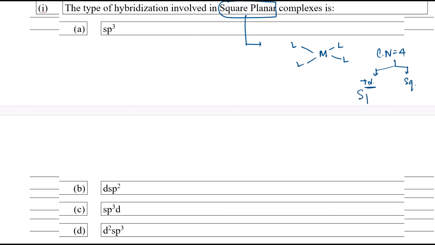So if tetrahedral, it will be sp3 hybridized. If square planar, it will be dsp2 hybridized. So here the option will be dsp2 for square planar complex. Okay. Going for the next question.